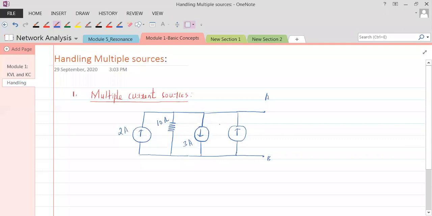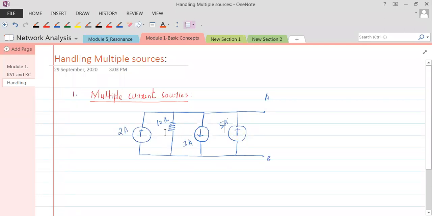Say 5 amps. Yeah, let it be. Now, everybody listen here. Now you have 3 current sources and a resistor, all connected in parallel. What we can do here, if there are current sources connected in parallel like this, is reduce these current sources to one current source.